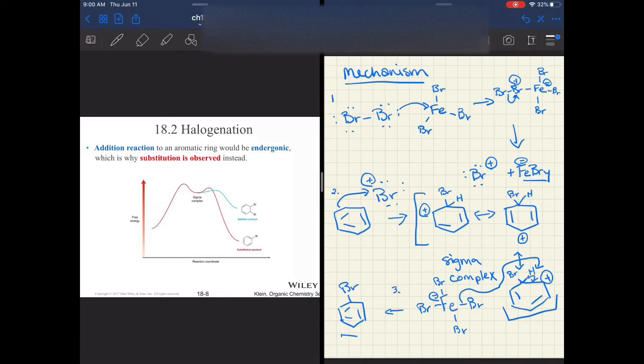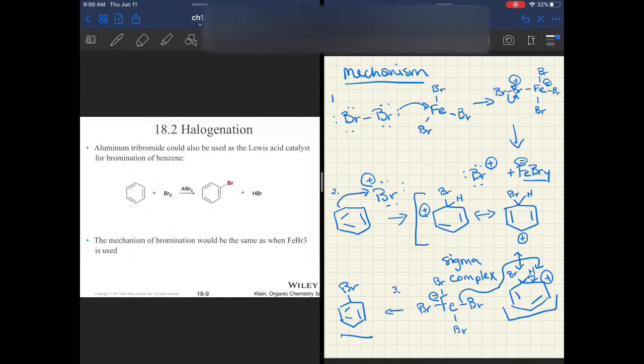Now, this is the only product you make because if we looked and tried to do an addition, like with an isolated double bond, this product is way higher in energy than this product. Re-aromatization is going to happen. That's what you're going to get, and so you get the substitution product. There are other Lewis acid catalysts you could use, but if you're using bromine, you want to make sure it's a tribromide. You're typically going to see with bromine it being paired with FeBr3, at least from me.